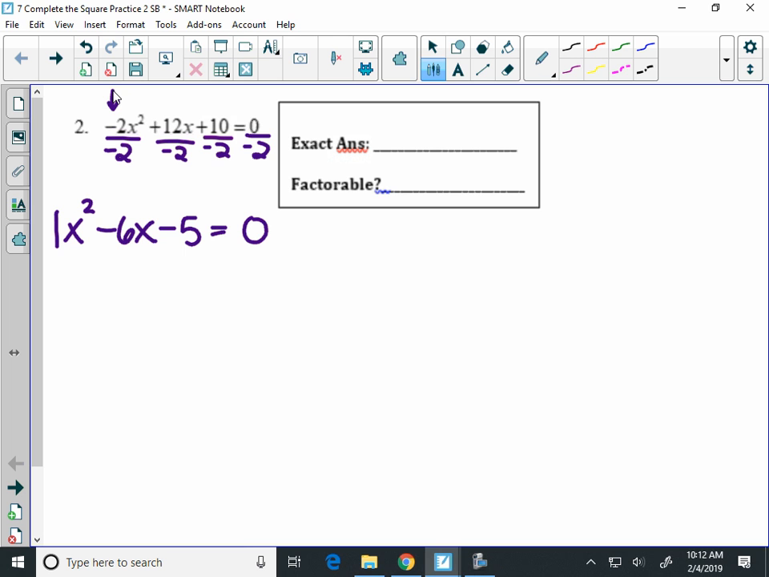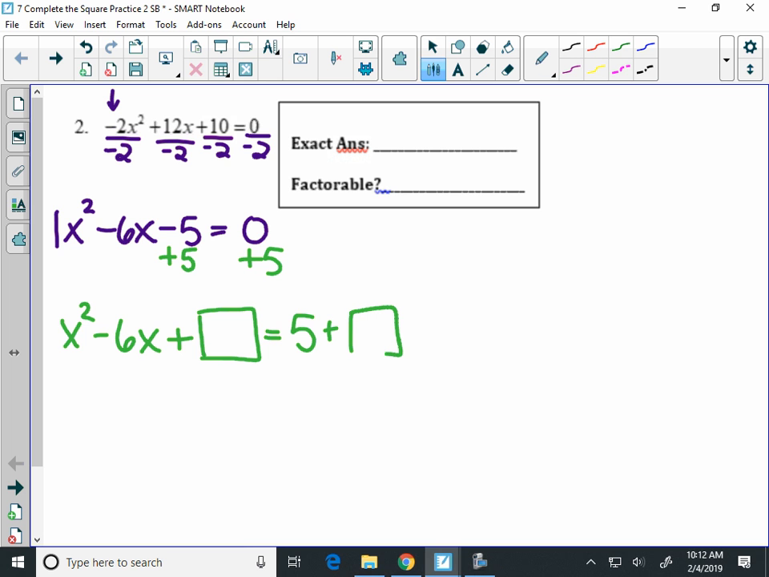What I do next is I add the 5 to both sides, and I replace that 5 with a box. So x squared minus 6x plus a box equals 5 plus a box. The box goes on both sides of the equals. To fill in the box, I take half of this middle number and square it. So half of negative 6 is negative 3, squared, which is 9. And 9 goes in both boxes.